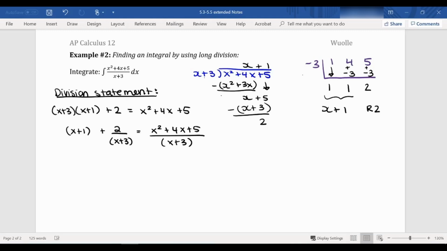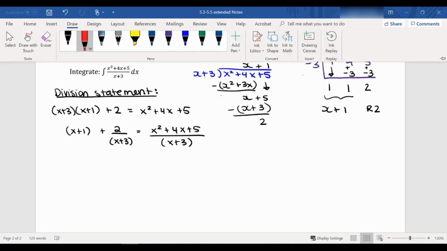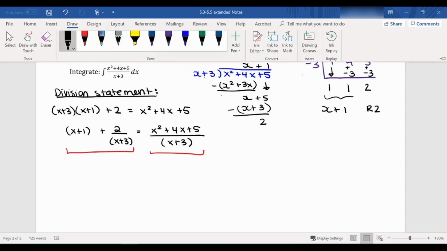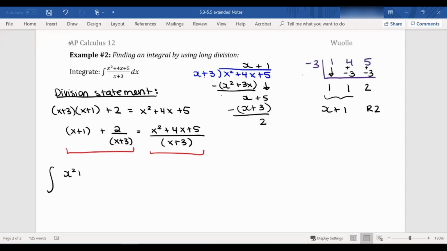So what that means is I can rewrite my integral. Because my original integral was this, I can rewrite my integral using my new expression. So my original integral was x squared plus 4x plus 5 over x plus 3. And I can rewrite it as the integral of x plus 1 plus 2 over x plus 3.